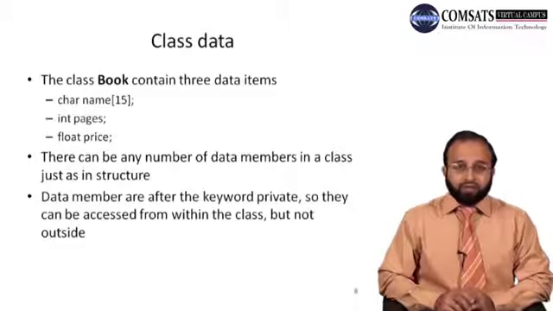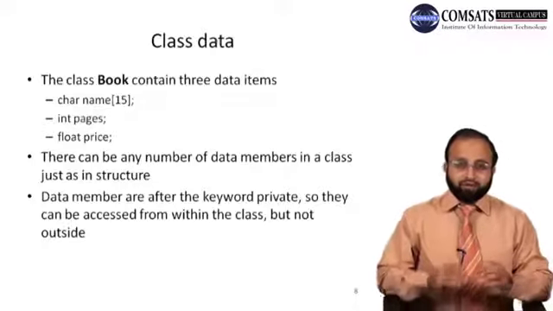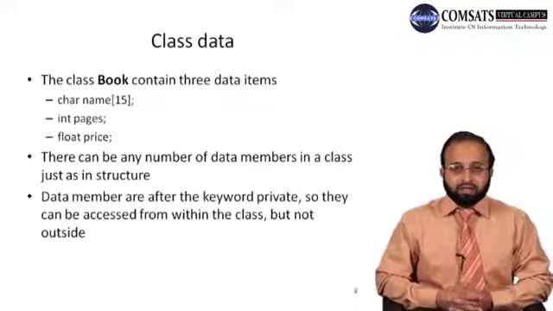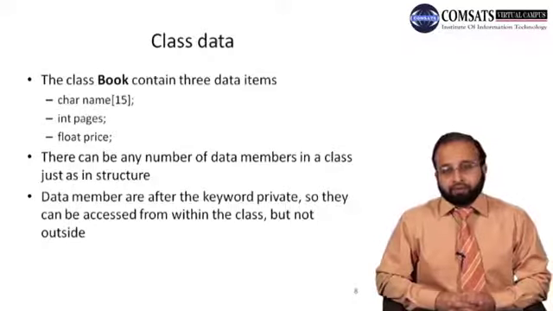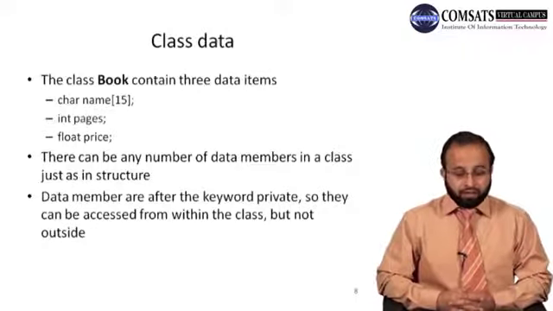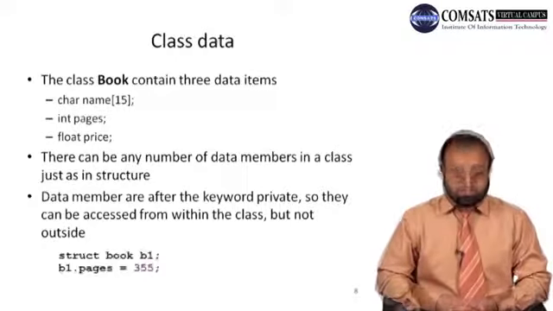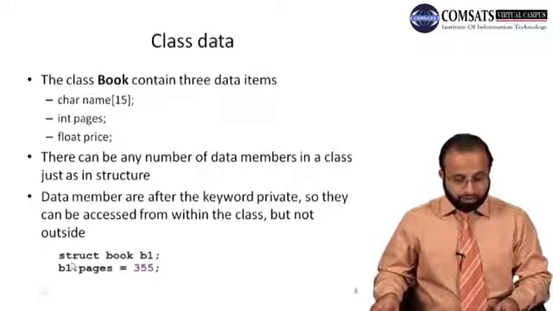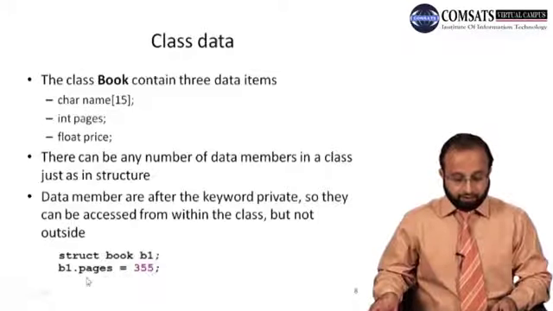So with reference to the structure, we can create a structure type variable within the definition of another structure, right? We can make a nesting of the structure. Same is the case here. We can create an object of another class within the definition of one class, right? किसी भी दूसरी class का object आप किसी भी class की definition में लिख सकते हैं. So like this, we have a structure book. We can write struct book B1. We create an object B1, or we can create a variable B1 whose type is struct book. So we can write B1.pages = 355. That is perfectly fine. You can do this.